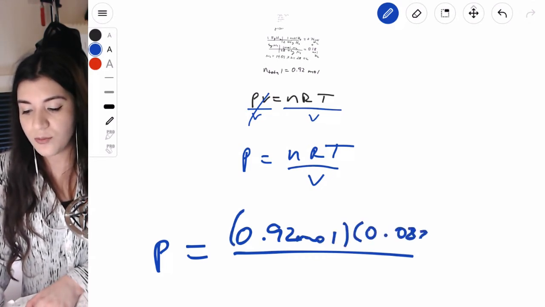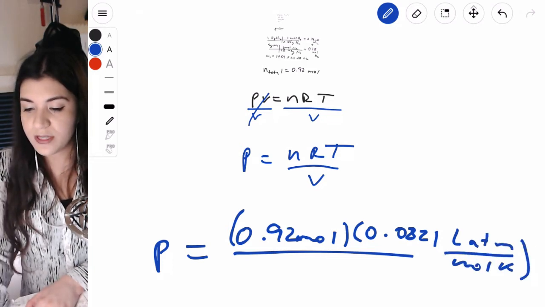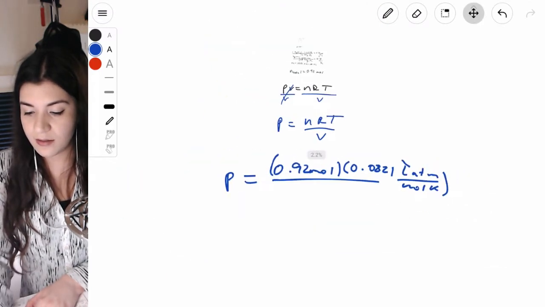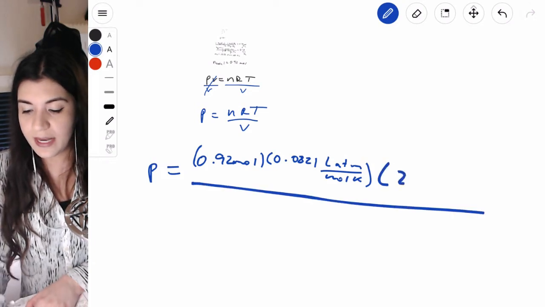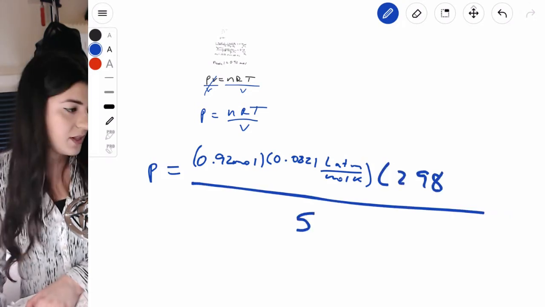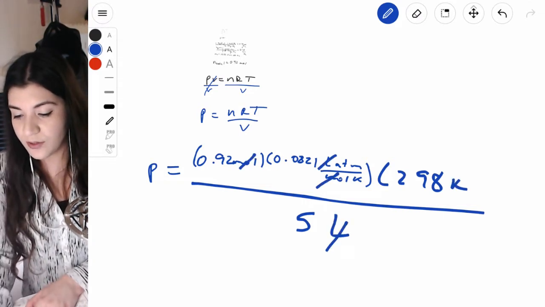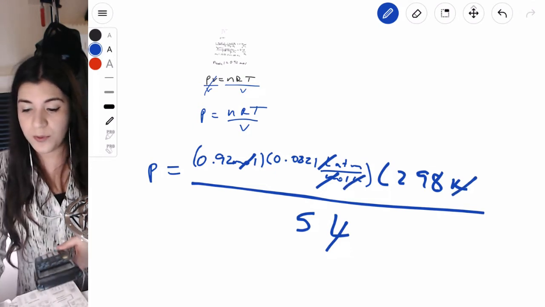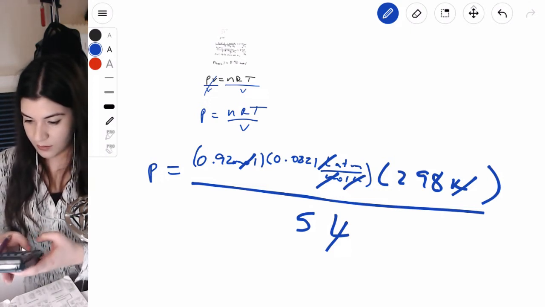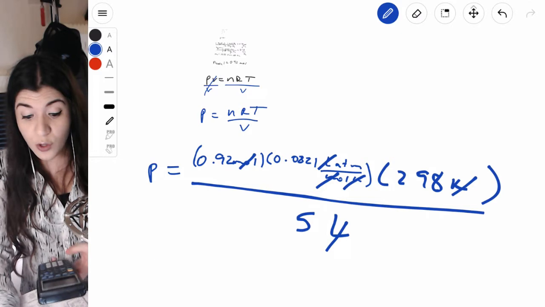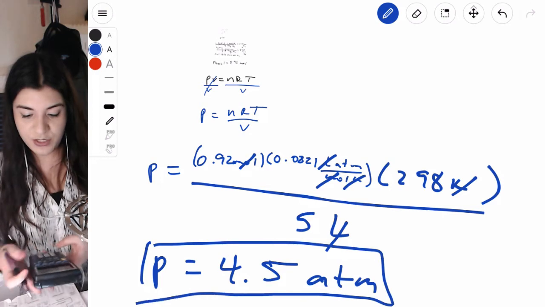R is 0.0821 liters atmospheres divided by moles Kelvin. And then our temperature was that 298, and then we had 5 liters. Okay, so your moles will cancel, liters will cancel, Kelvin will cancel, and we'll be left with atmospheres, which is what we want. So let's multiply everything together, divided by 5. So our pressure would have been 4.5 atmospheres. And that would be it for this question.